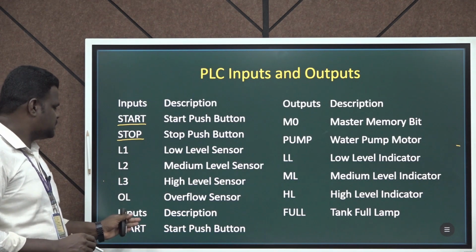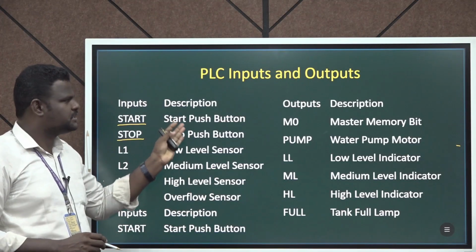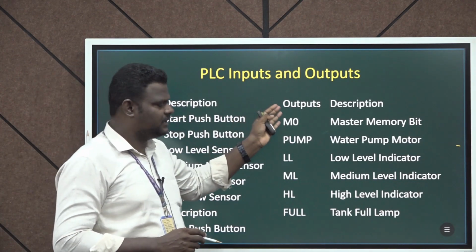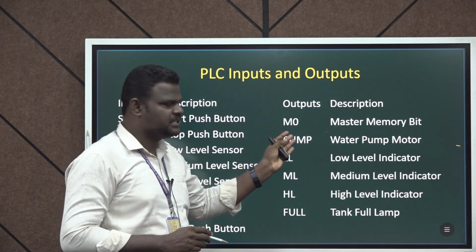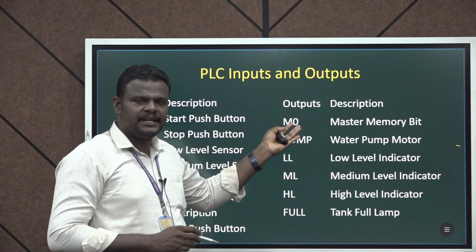Then inputs, start boost button. Okay, so these are all the inputs associated with the PLC programming. Then we are going to discuss the outputs. The first one is the M0 master memory bit. Then it is used to latch the entire system.